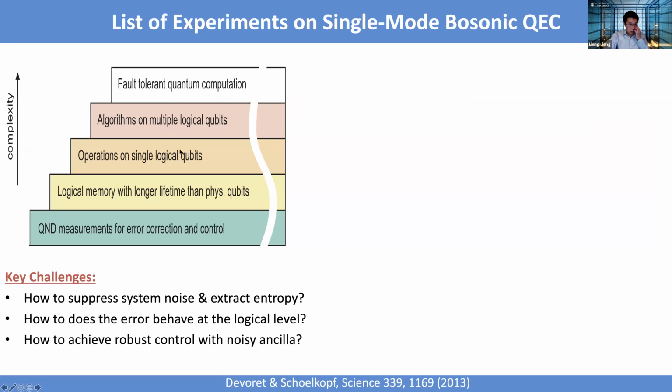We may want to start with some quantum non-demolition measurement. Then we'll do the error correction and hopefully demonstrate break-even and do logical operations. And in the longer run, we want to do fault-tolerant quantum computing. There are some key challenges, including how we suppress the system noise and extract the entropy from the system, how the error behaves at the logical level, and how to achieve robust control with noisy ancillas.